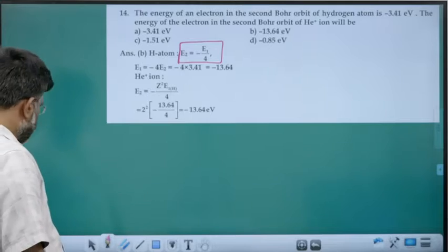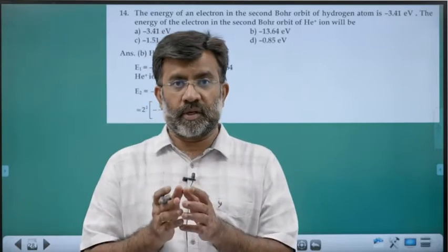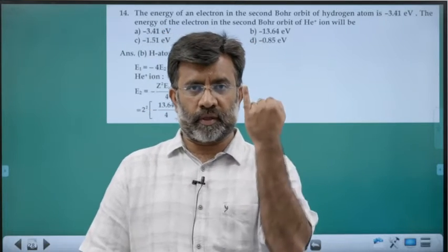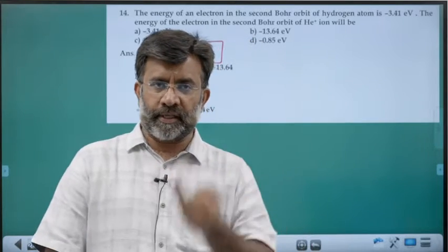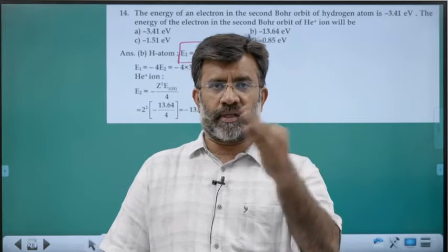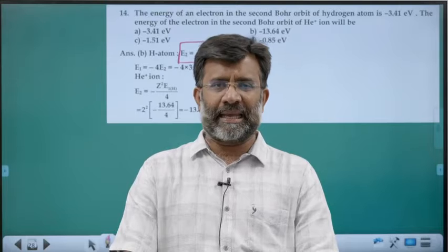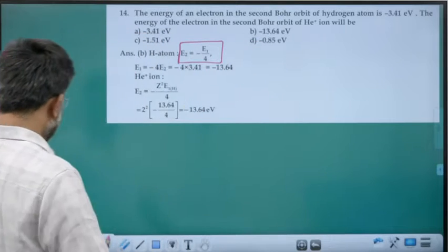Next. And also keep it in mind, the energy of the first orbit of hydrogen is equal to the energy of the second orbit of helium plus, is equal to the energy of the third orbit of lithium 2 plus, is equal to the energy of the fourth orbit of beryllium 3 plus. Keep it in mind. Next.